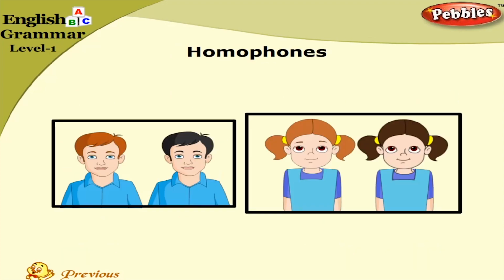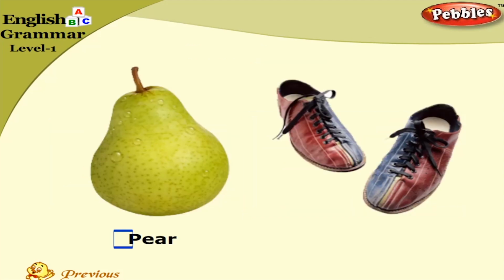We shall now see about the homophones. There may be children who look alike. In the same way, the words which have the same sound but different spelling and meaning are called homophones. Pair and pear are two different words with the same sound, but they have different meaning and spelling.